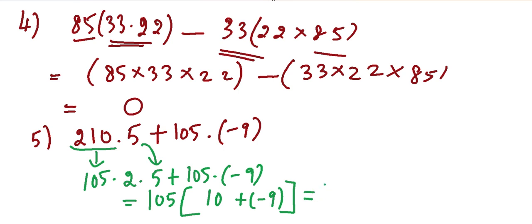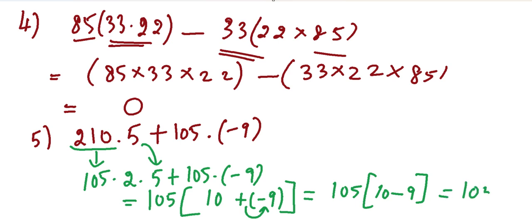Okay. So 105. So plus into minus, it is going to be minus again. 10 minus 9. So what is 10 minus 9? It's 1. So your final answer will be 105. Okay, so this is again another way of approaching a problem. Whenever you have a number which can be a multiple of another number, try to simplify that number and take that number outside, so that you are able to get it in an easier manner.